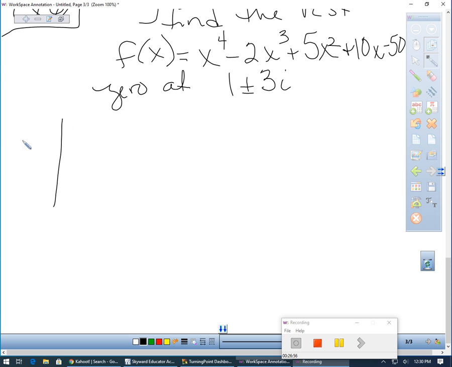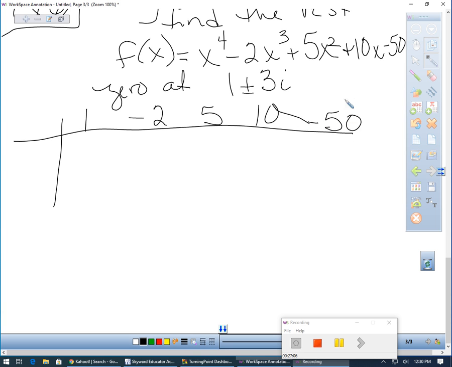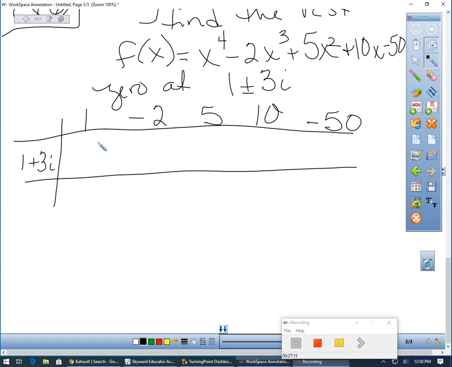All right, we're going to do it by synthetic division. Coefficients are 1, negative 2, 5, 10, and negative 50. Our zero we're going to start with is 1 plus 3i. Going to bring down our 1. 1 plus 3i times 1 is 1 plus 3i. Add them together, I get negative 1 plus 3i.